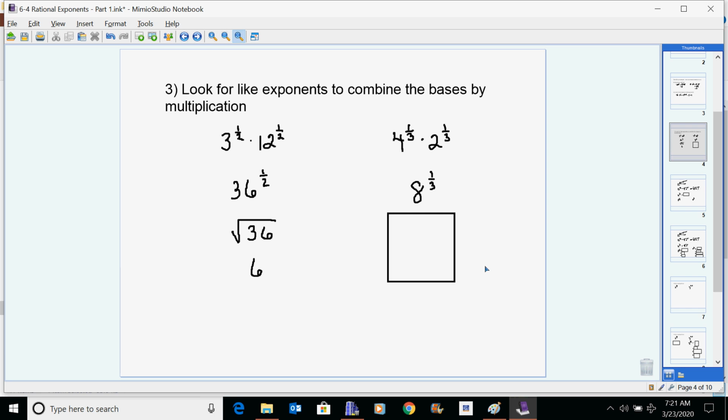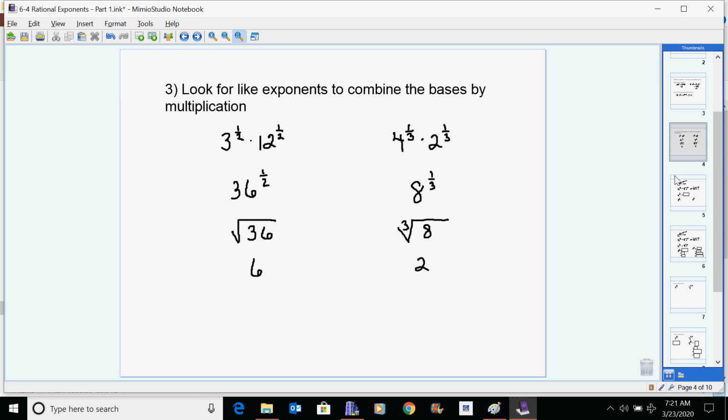Some of you might be mentally getting ahead, which is fantastic. Please make sure you're thinking when you watch these. Think about it in its radical form. It would be the cube root of 8. And you should be at the point where that easily would pop into your head as being a 2.